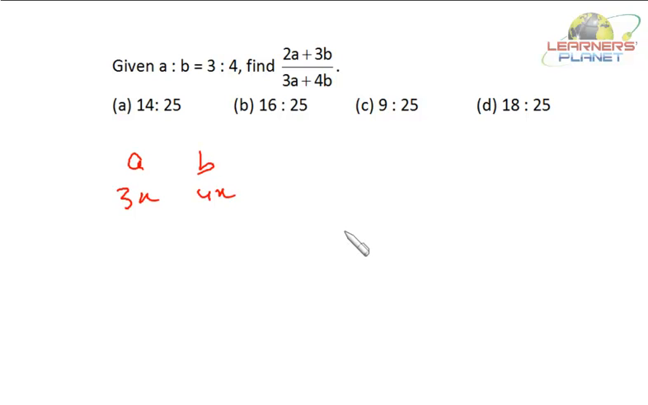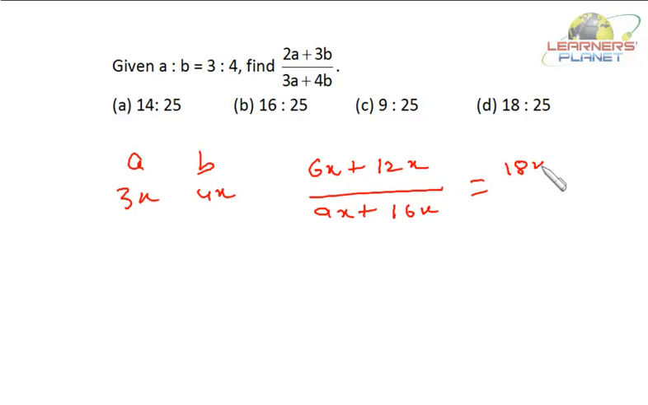Now put the value of A and B in the given expression. So it's 2 into 3x, that is 6x, plus 3 into 4x, that is 12x, over 3 into 3x, that is 9x, plus 4 into 4x, 16x. It is 12 plus 6, 18x, by 16 plus 9, 25x. So we'll be getting 18 is to 25.